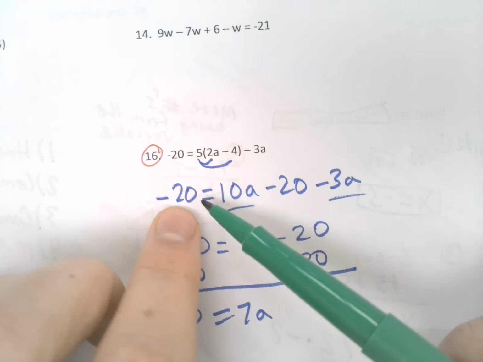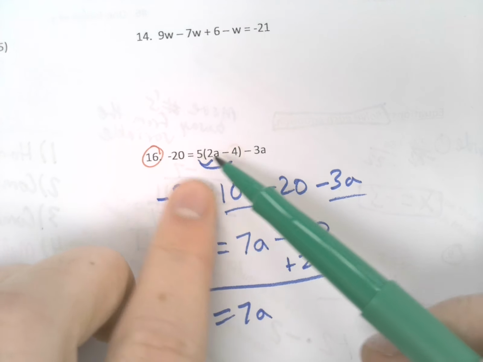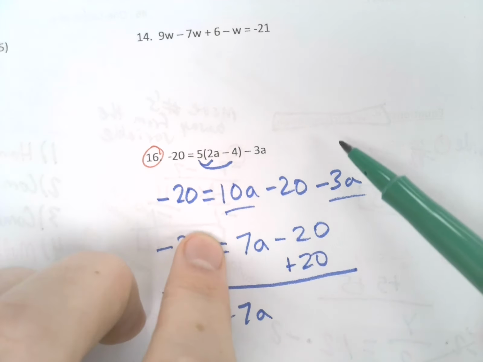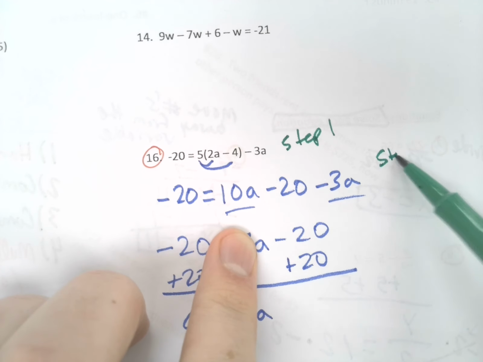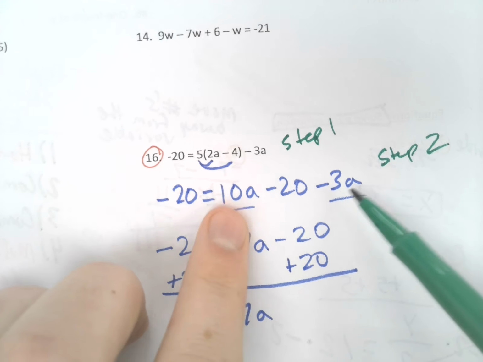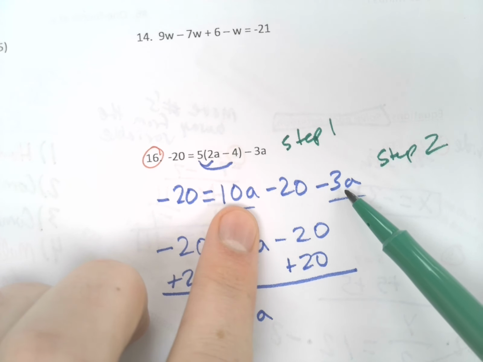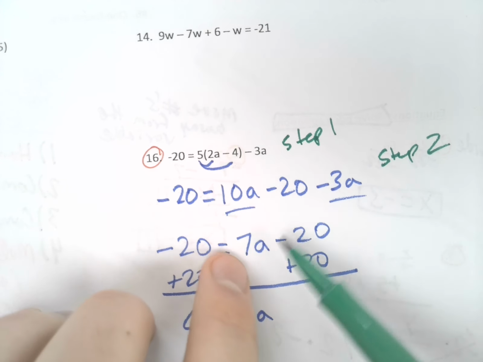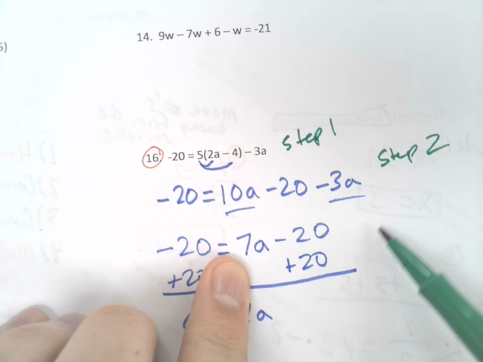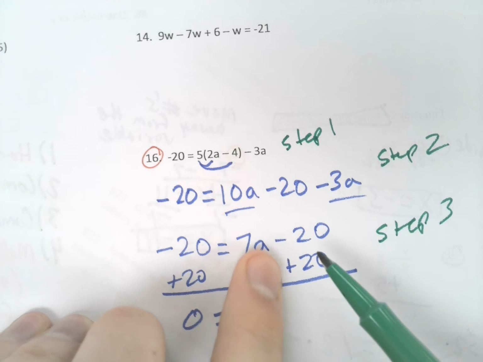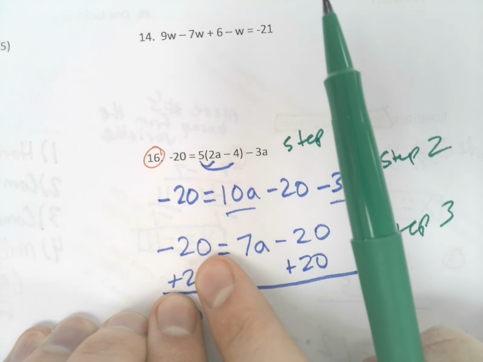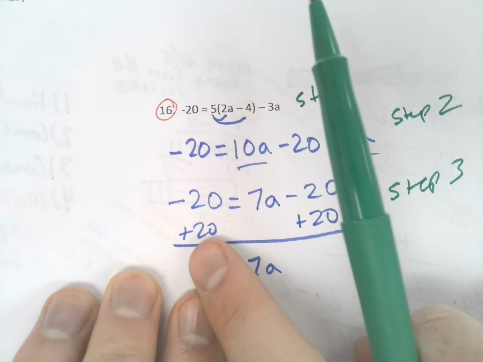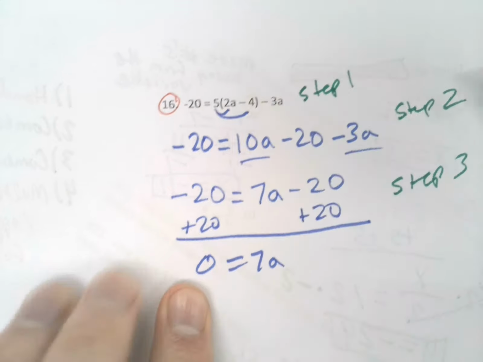And then the last one on this page, number 16, you've got negative 20 equals 10a, because again, we distribute, step 1. And then step 2, right here, combine our variables. And they're on the same side of the equal sign, so we can smash them together. 10a minus 3a is 7a. Step 3, if a is here, we need to move that number away from it. So we add 20 over to be with the other number. Negative 20 plus 20 equals, oh.